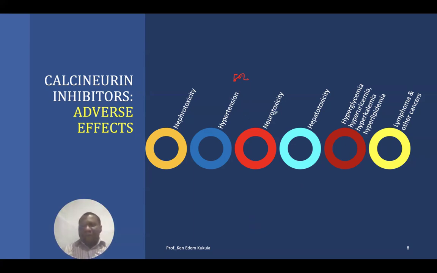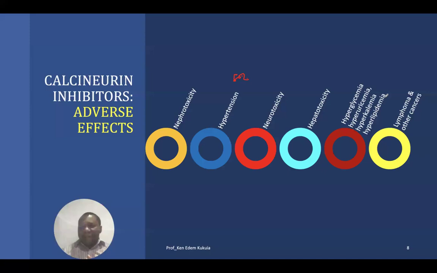Then there could be neurotoxicity. It may manifest as headache. It may manifest as seizures. Patients could have hepatotoxicity, where there could be elevations in liver enzymes. There could be some metabolic disorders like hyperglycemia. And in fact, with the hyperglycemia, this may actually lead to diabetes. So we say these drugs are diabetogenic. There could also be hyperuricemia leading to gout. There could be hyperkalemia, and then there could be hyperlipidemia.